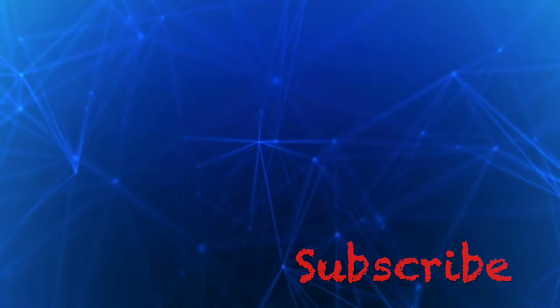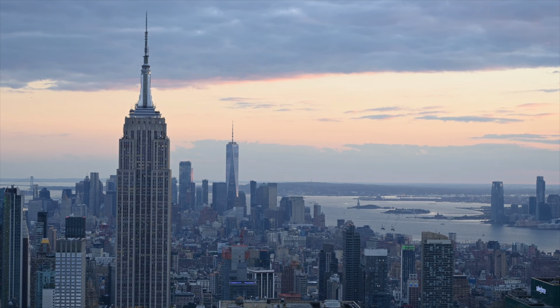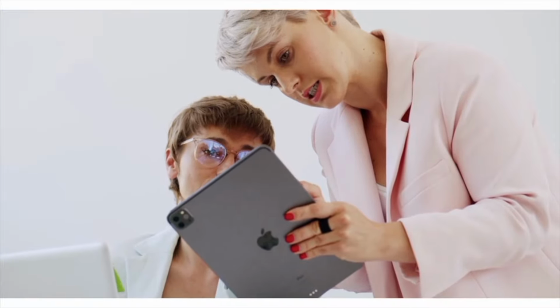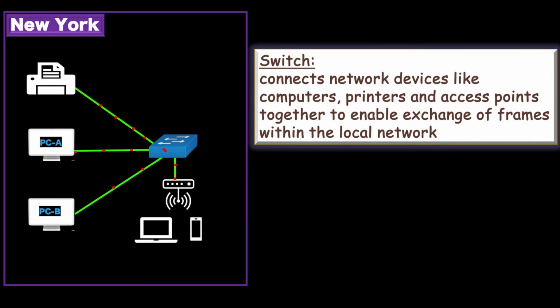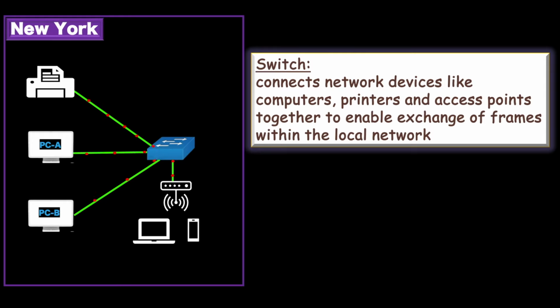Let's get started. We will use a hypothetical New York-based company to explain how a network functions. Let's say the company has 3 employees that need to work collaboratively in a physical space. So, the company rented a small office space in New York City and set up a network that the employees connect to, either with hardwire or wireless. The devices can exchange frames through the network switch. A network switch connects network devices like computers, printers, and access points together to enable exchange of frames within the local network.